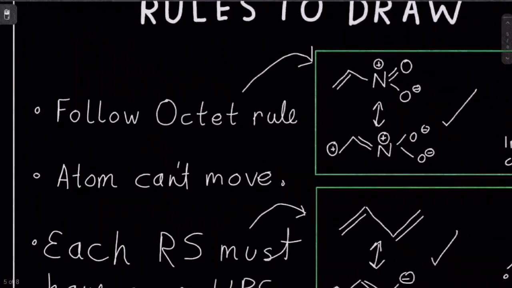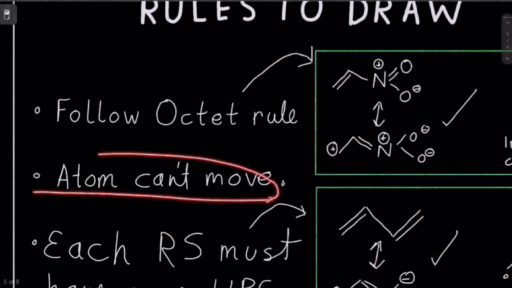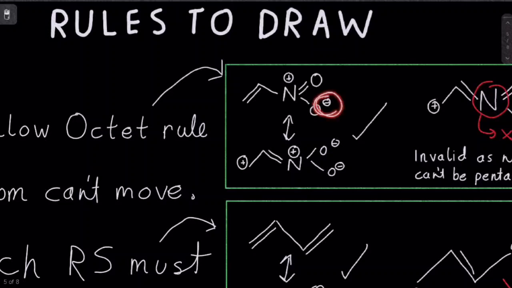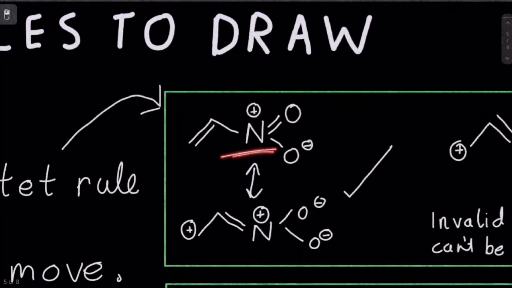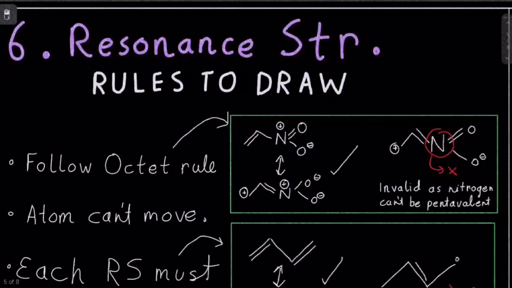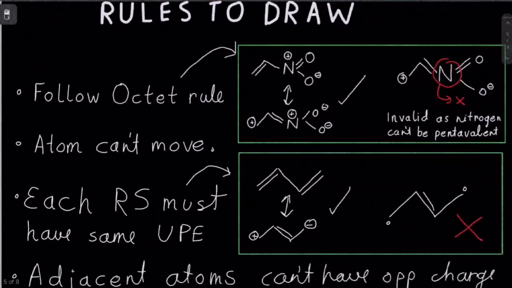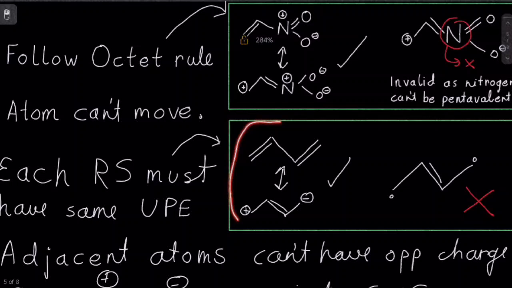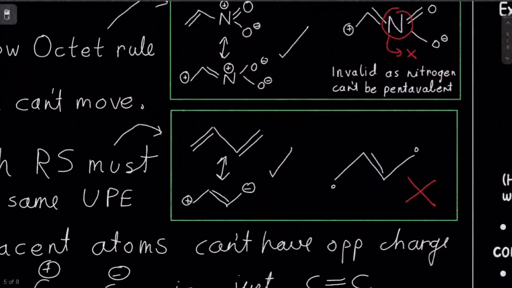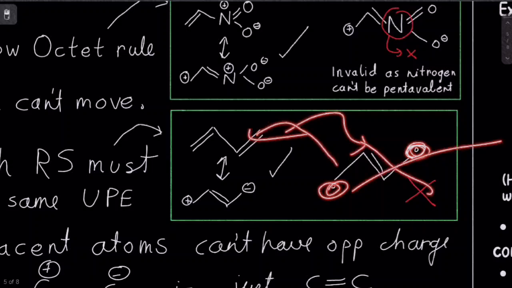Next, never and ever move an atom in resonance structures. Only electrons will move, only bonds will move. The atom itself will never move, because if an atom moves, that comes under tautomerism and not resonance. Okay. And each resonance structure must have the same number of unpaired electrons. For example, these two have the same number of unpaired electrons. This can't be a valid structure because here there are 2 more unpaired electrons than in the original structure, and hence this is invalid.